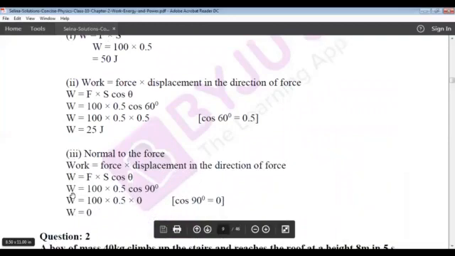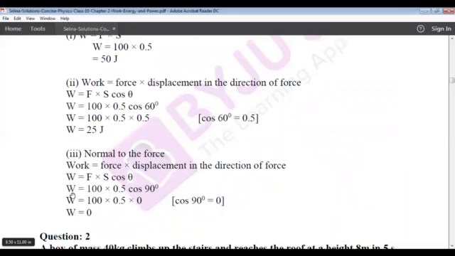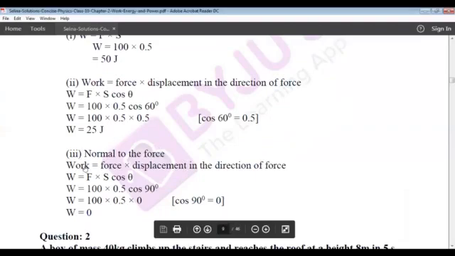When the displacement is normal to the force, we need to find work done. So work done is equal to force into displacement in the direction of force. So we know that when the displacement is normal to force, work done will be equal to 0. You don't need to solve this. When the displacement is normal to the force, what happens? Work done will be equal to 0.